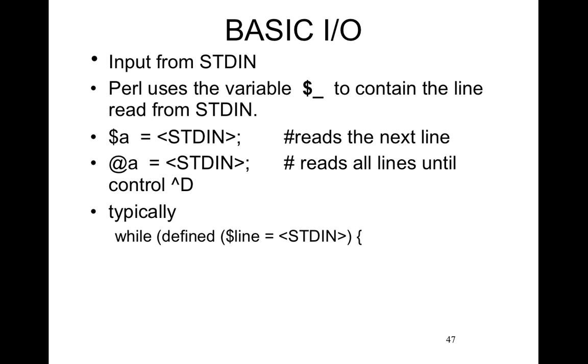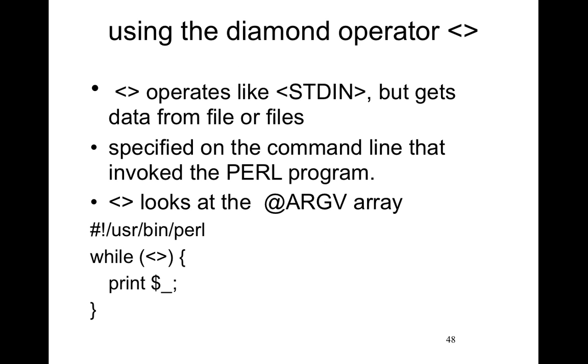Typically, while defined and the line is equal to the standard input, read in all of the lines that you're typing in. Because yeah, it might have multiple line input. That would be the case, let's say, for example, if you had search results that came out, you might have one, you might have none, or you might have multiple lines that come out of that.